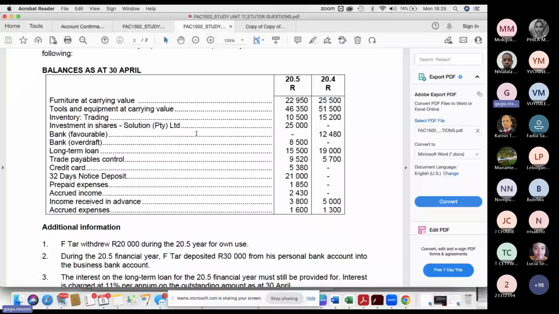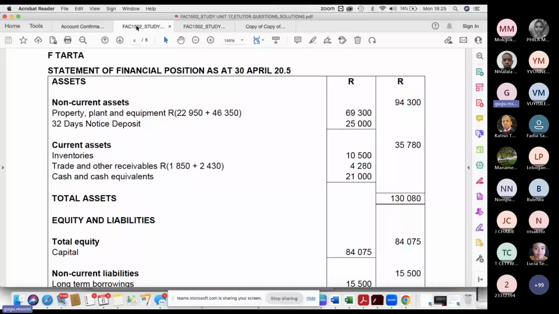So then you would plot that into your skeleton. I've got non-current asset, it's PPE, and it's the 22,950. Then what else in here is a non-current?